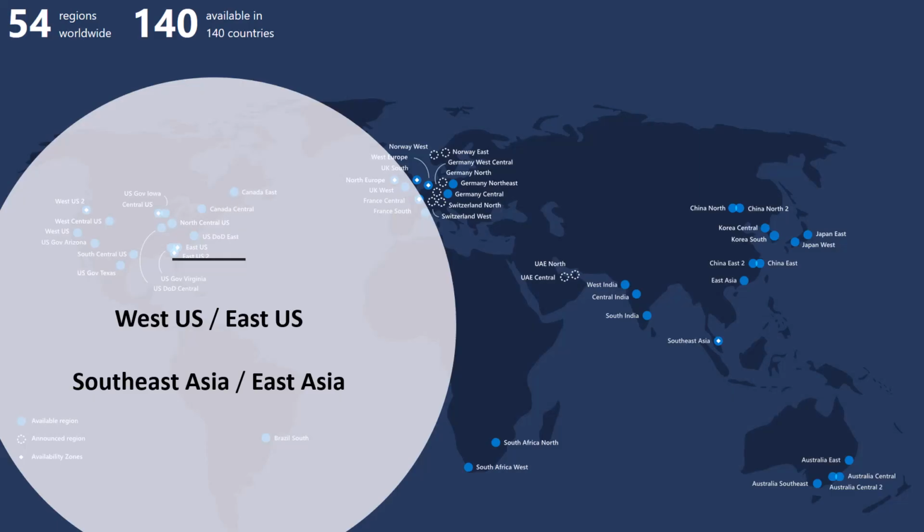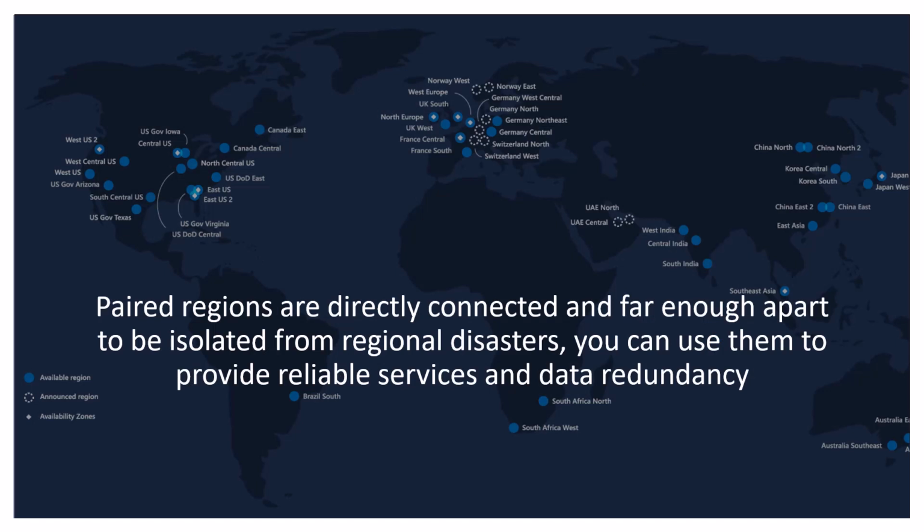Now, some region pairs in Azure include West US, which is paired with East US, and Southeast Asia paired with East Asia. Because these region pairs are directly connected, but far enough apart to be isolated from regional disasters, they're used to provide reliable services and data redundancy. There are even some Azure services that offer automatic geo-redundant storage through the use of region pairs.